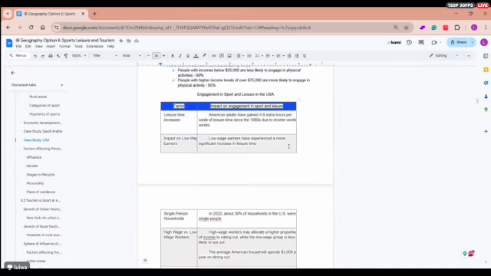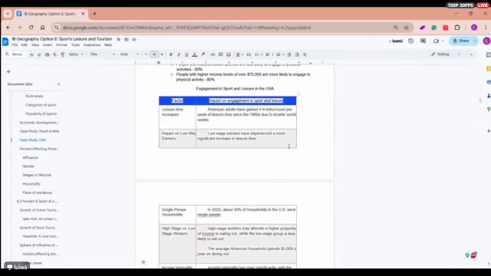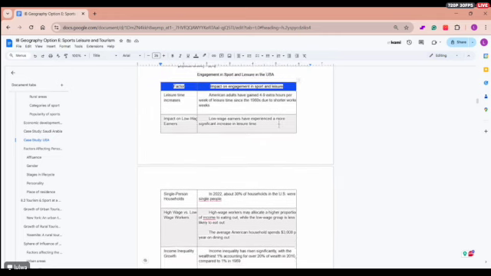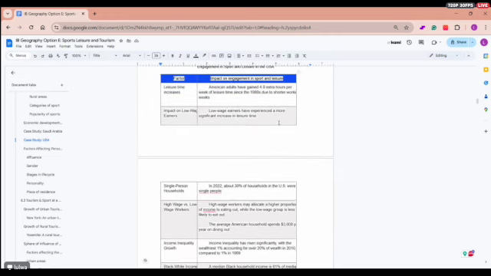And so for engagement in sport and leisure in the USA, we see that what impacts it is, for example, leisure time increases.